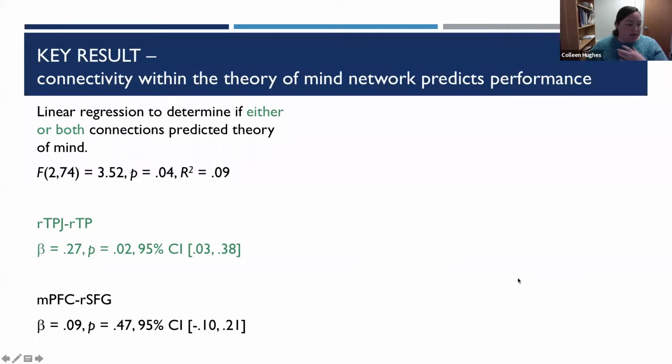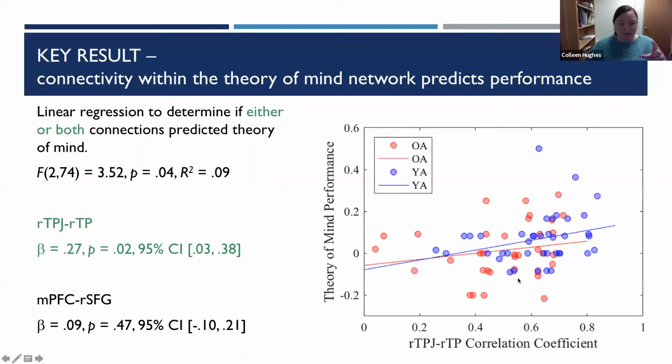So Anne probably talked about this, so I'm going to go through it kind of quick. We did just basic linear regression on the connectivity of the edge, so the actual R value. And what we found was within this particular edge between right TPJ and temporal pole, the stronger connectivity related to better theory of mind performance. So this is a difference score where you're performing better on the theory of mind trials than the control trials. And that's what we would expect based on the literature.